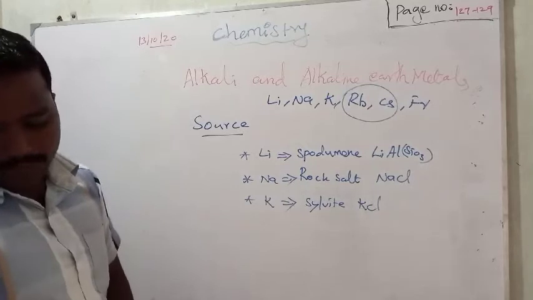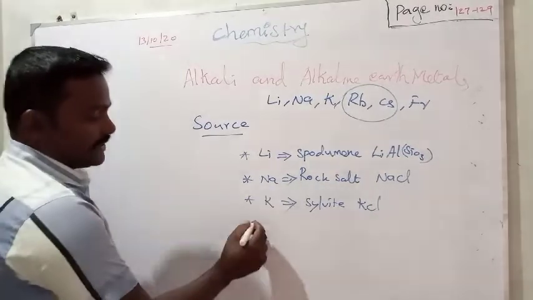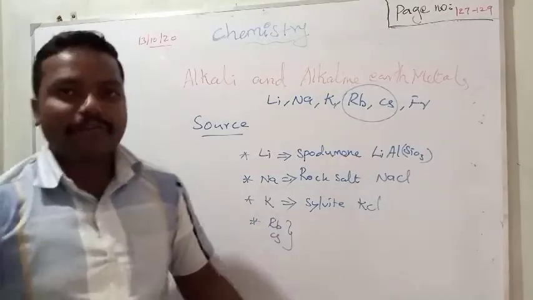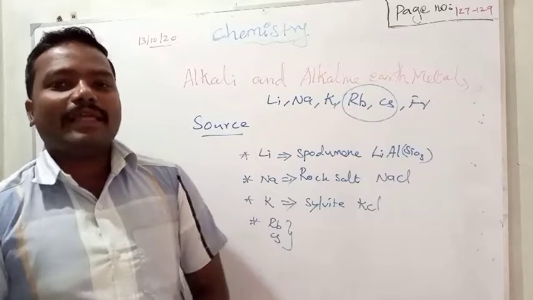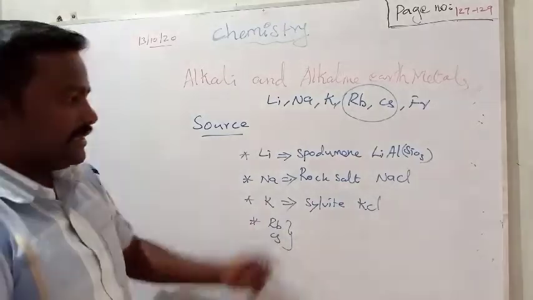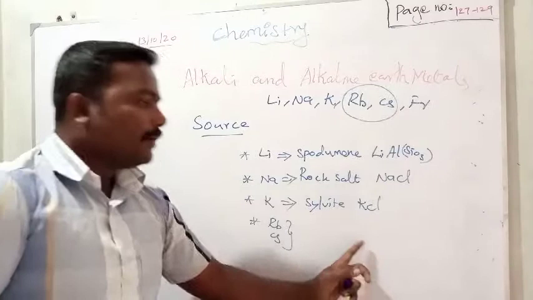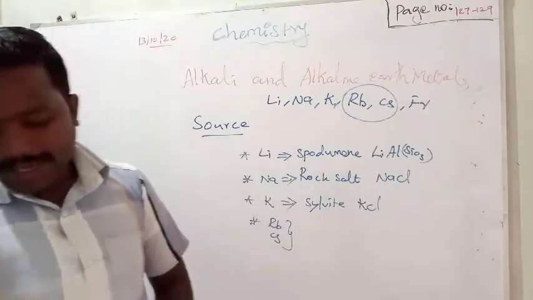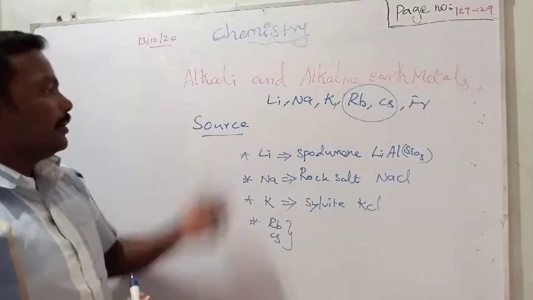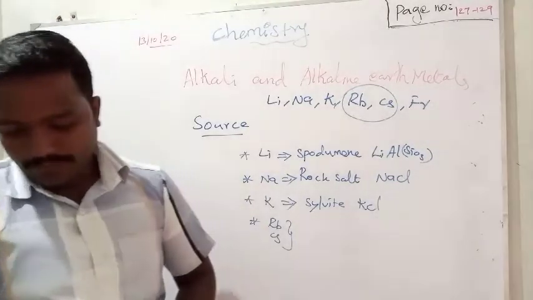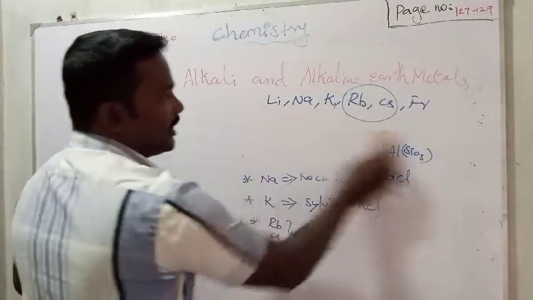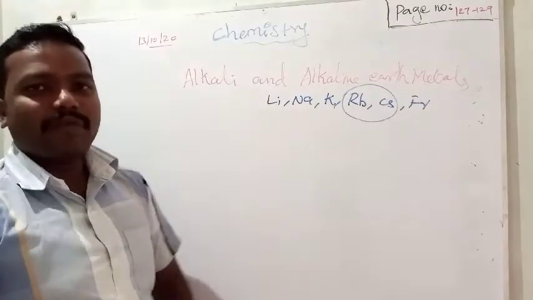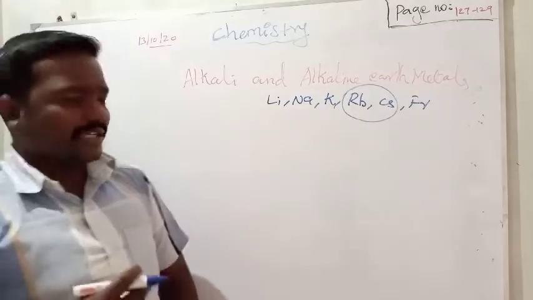The last one, rubidium and cesium. Listen carefully. Rubidium and cesium we cannot get from a different source. We can get them as a side product of lithium. Okay. These are the minerals, very important sources, very important for 1 mark, right? And then we are going to learn about electronic configuration. What do you mean by electronic configuration? Arrangement of electrons in the orbitals, or we can say subshells, right?